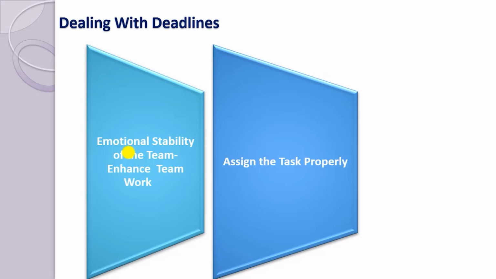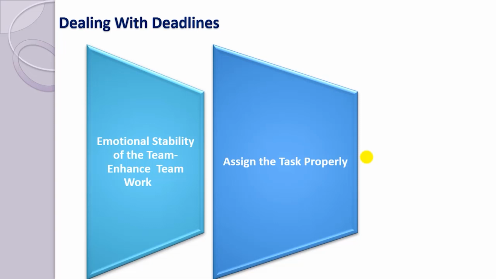So whenever we talk about emotional stability of the team, it is about enhancing teamwork, motivating the team and assigning tasks properly. If you don't assign tasks properly, definitely the team won't be able to deliver, and the project end date can't be achieved. Ideally, I would be blessed to be in a situation where we imagine that we will have a wonderful team, a supportive team, and we can just deliver this project on the date which the client has given us.